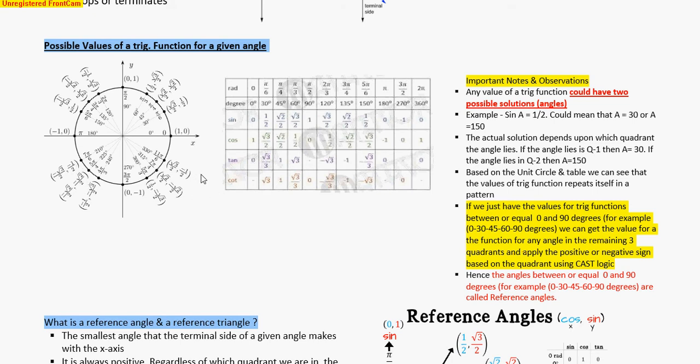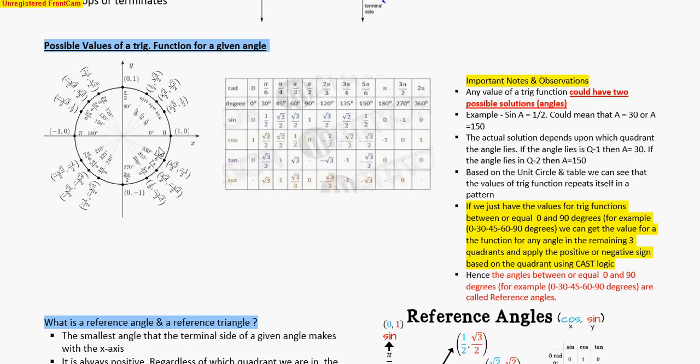And if I say, instead of sine of A is equal to half, let's say sine of A is equal to minus half, how would you know whether A is 210 degrees or A is 330 degrees? So likewise, for any given value of the sine, there could be two possible solutions or angles. And based on which quadrant the angle falls in, you have to figure out where it is falling. So that's the overall concept.